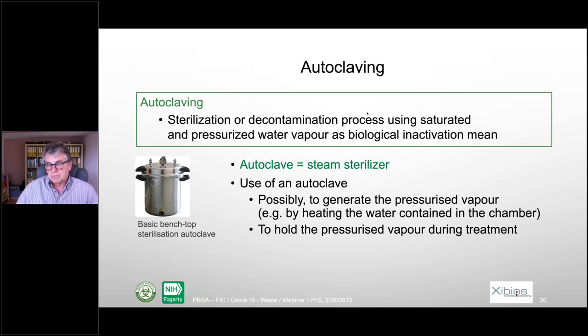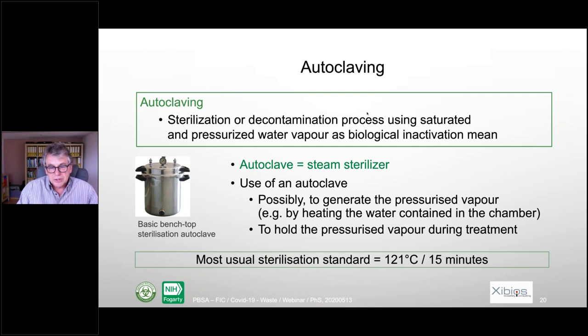We use an autoclave in some cases to generate the pressure vapor if we don't have vapor that is injected into the chamber, and also mainly to hold the vapor during the treatment. We need to keep it at the right pressure for the whole duration of the treatment. So that's how we define autoclaving: a sterilization or decontamination process using saturated vapor under pressure.